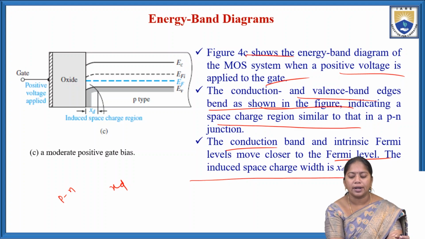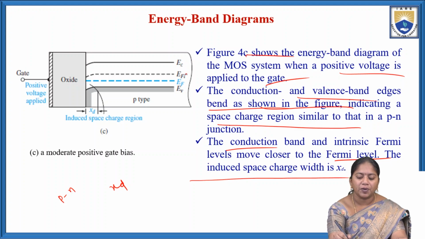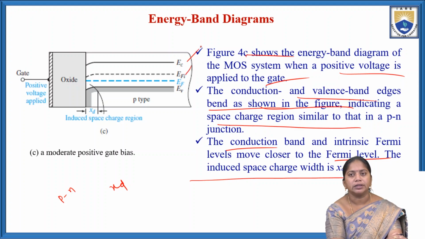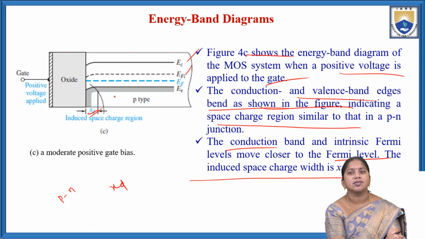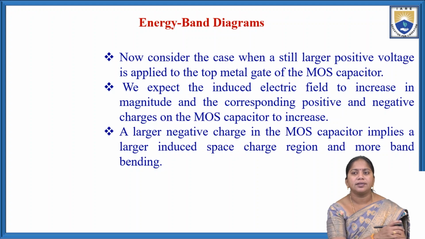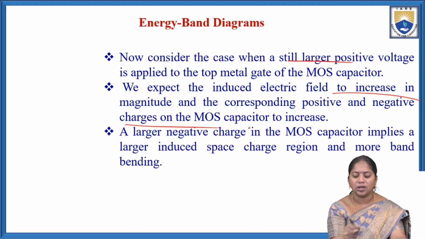So the conduction band and intrinsic Fermi level EFI and EC are closer to the Fermi level. The induced space charge region width is XD. Now consider the case when a still larger positive voltage is applied to the top metal gate of the MOS capacitor. We expect the induced electric field to increase in magnitude and the corresponding positive and negative charges on the MOS capacitor to increase. A larger negative charge in the MOS capacitor implies a larger induced space charge region and more band bending.